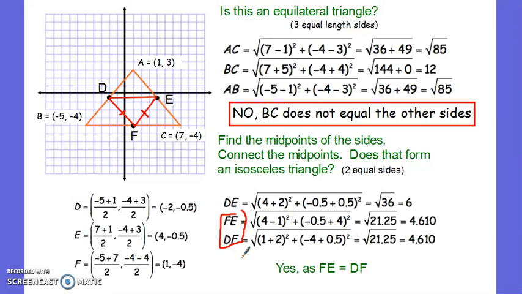I hope that helps you understand easy ways to use the midpoint formula, again, to find a point halfway between 2 other points, as well as the distance formula to find a fast way to get the distance between any 2 points on a graph.